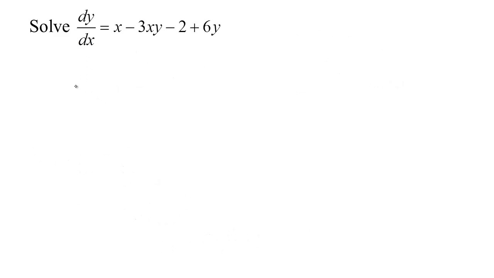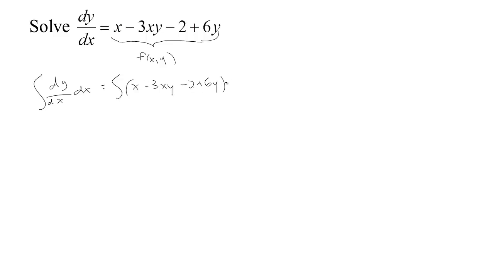As an example, let's consider this problem. If you look at it, we have dy/dx, and it's equal to a function of x and y over here on the right-hand side. If we try to do what we've always done, which would just be to integrate both sides with respect to x, then the left-hand side will actually be okay, because we're just asking what's the antiderivative of dy/dx, which is obviously y.